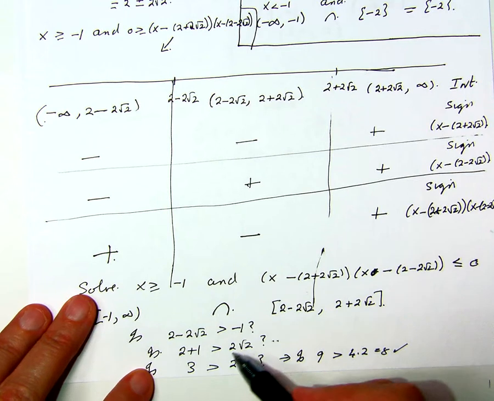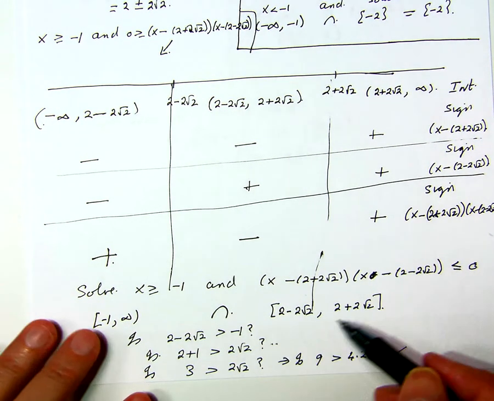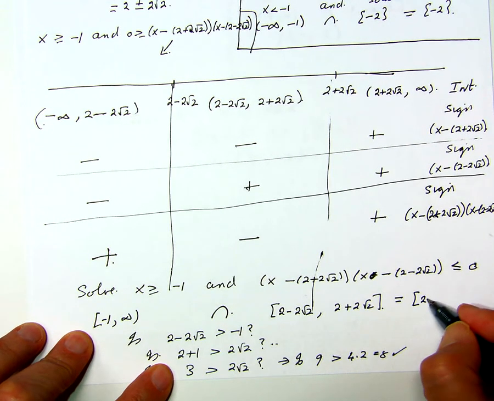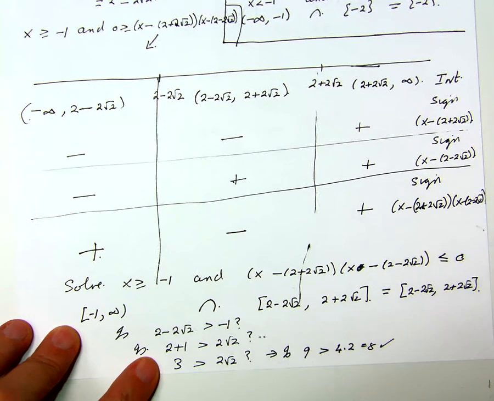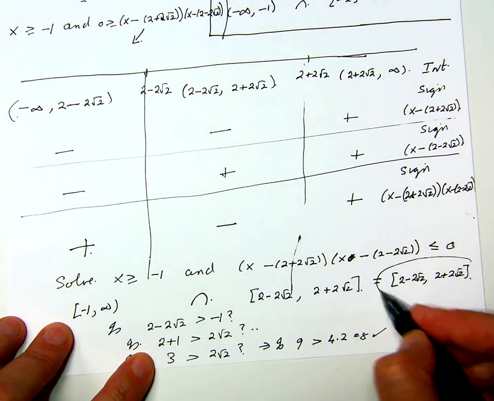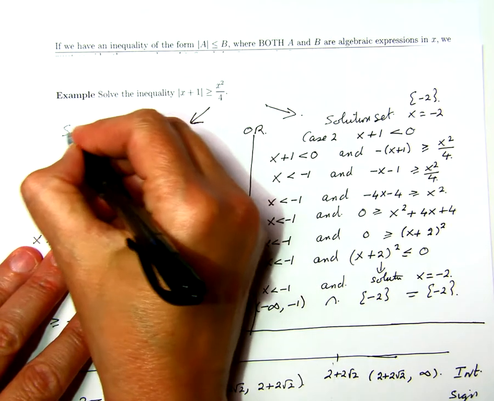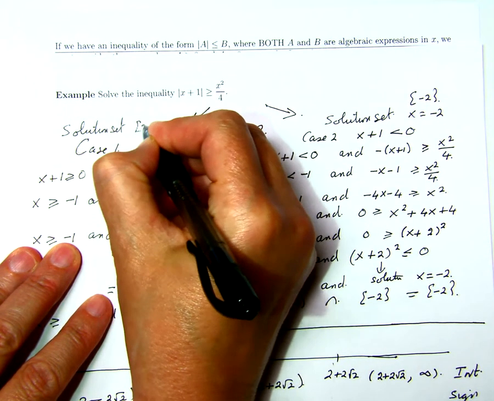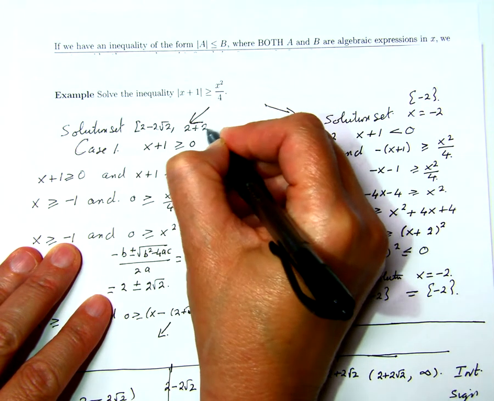So that means that 2 minus 2 times the square root of 2 is bigger than -1, and this intersection is just the interval 2 minus 2 times the square root of 2 to 2 plus 2 times the square root of 2. So that's my solution set to case 1. And so the solution set here is 2 minus 2 times the square root of 2 to 2 plus 2 times the square root of 2, that closed interval.